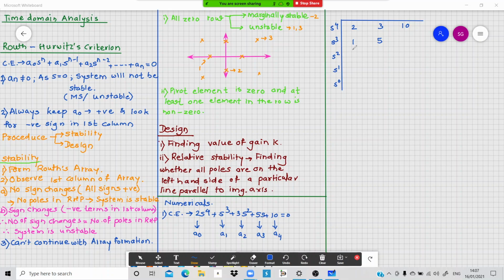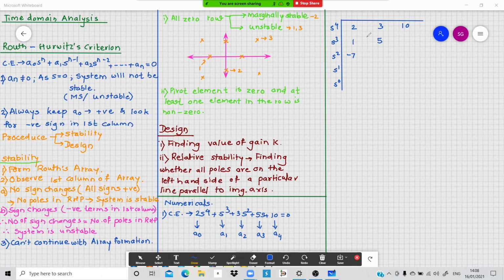So now how to calculate this element. It will be this into this minus this into this divided by 1. So I'll write it over here. 1 into 3 minus 2 into 5, right? 1 into 3, 2 into 5 divided by 1. So 3 minus 10, that is minus 7. So I'll write it minus 7.